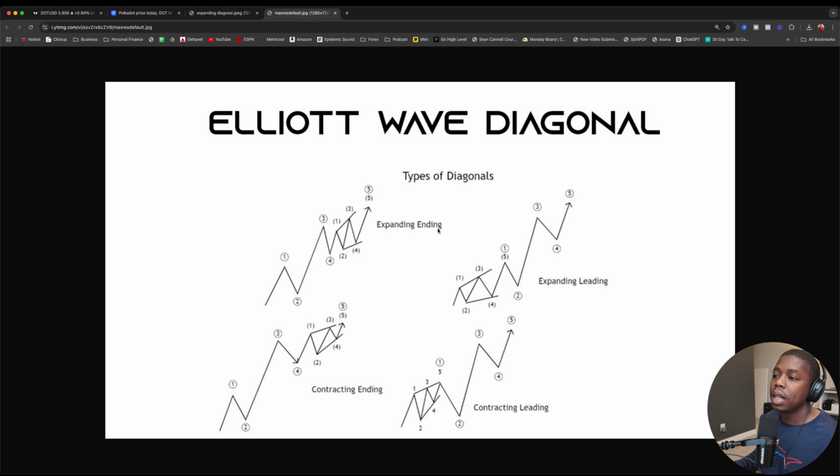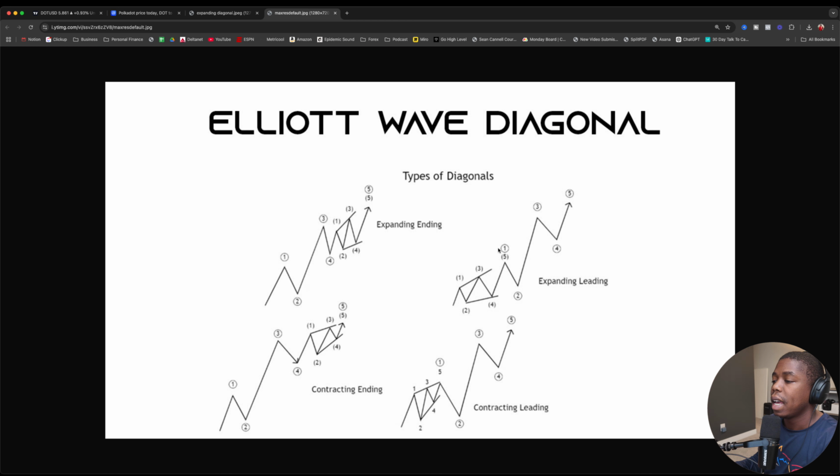So this is what it looks like with a normal 5-wave Elliott wave pattern with an Elliott wave diagonal. It's a mouthful. But basically, these 4 different patterns here show what it looks like when you have a diagonal in one of the 5-wave Elliott wave structures. And this one right here in the top right is actually what we're looking at. We have this expanding diagonal, 1, 2, 3, 4. On our chart, we're right about here. And then we're looking for wave 5.